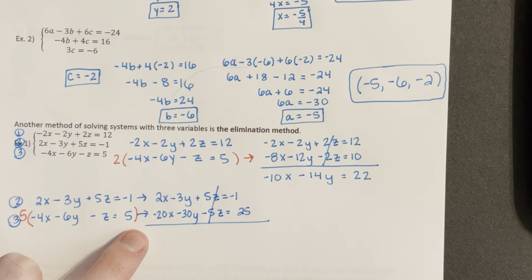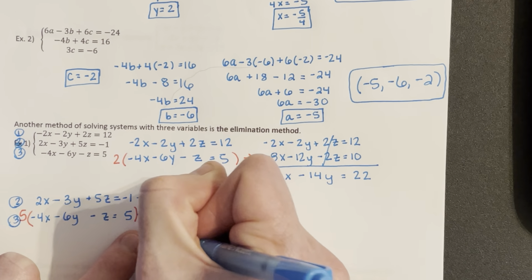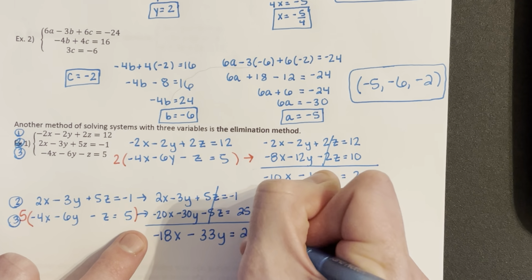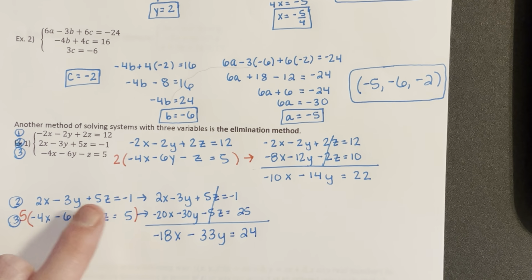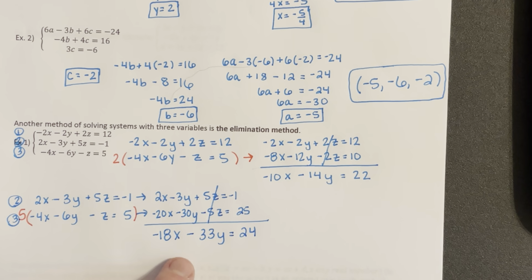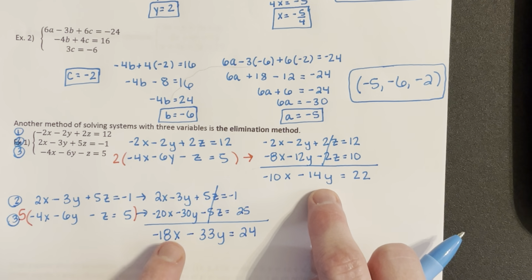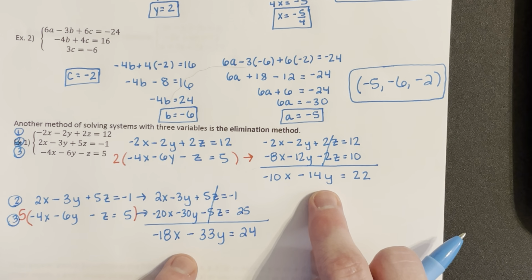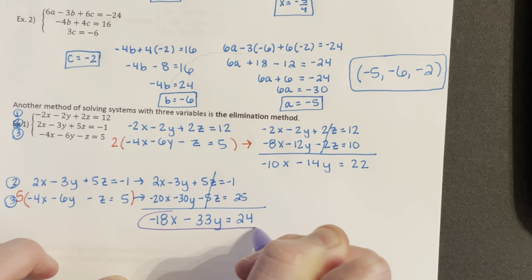So negative 20 and 2 is going to be negative 18x, negative 33y equals 24. I did all of that so that we can eliminate with this 2 by 2 system. So this has created a new system. Let me just rewrite this in a different color here.